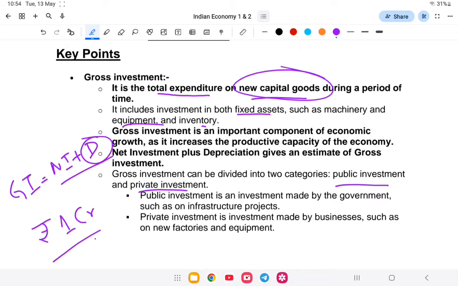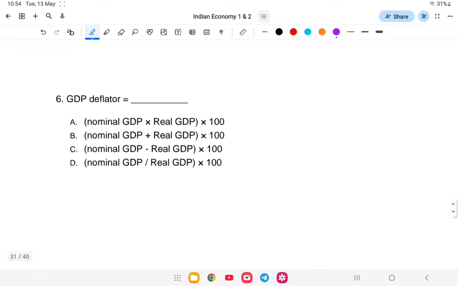The machine becomes old and its value goes down. So initially, gross investment focuses on the new machine. Then the old machine's depreciation starts to be subtracted. So the answer is what? Gross investment. Next question. GDP deflator, what is the formula? Is it A, B, C, D?